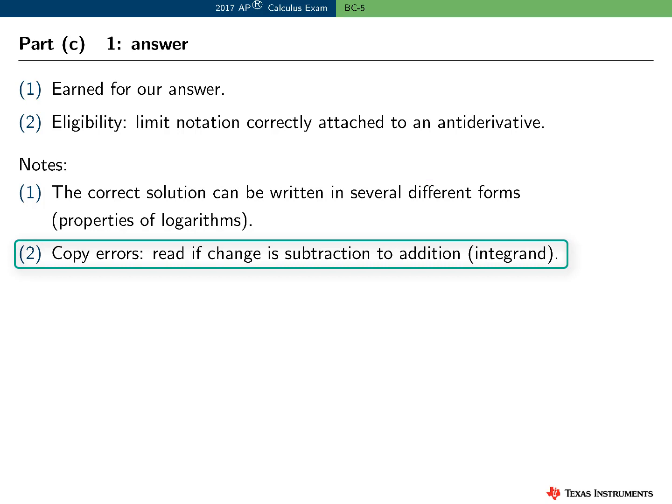And some students made a common copy error. They changed the subtraction symbol to an addition symbol at some place in the integrand. Now, in this case, the student loses the first point. It's a copy error, but they're eligible for the second and the third. However, in some cases, in some changes, the integral does not converge. And in that case, the student cannot earn the third point.